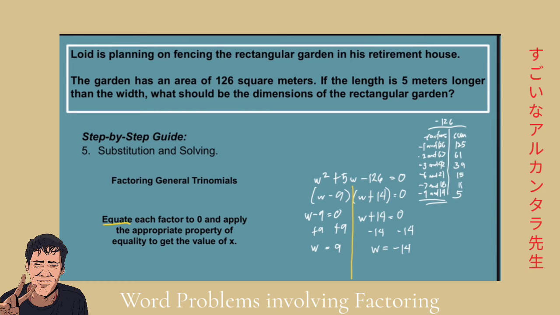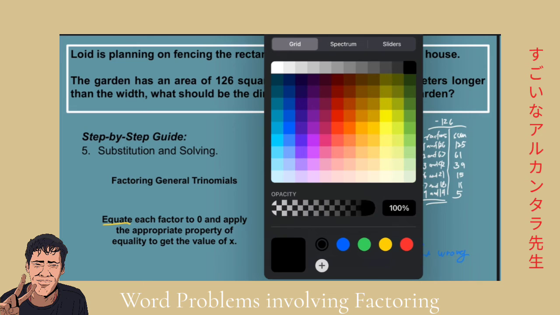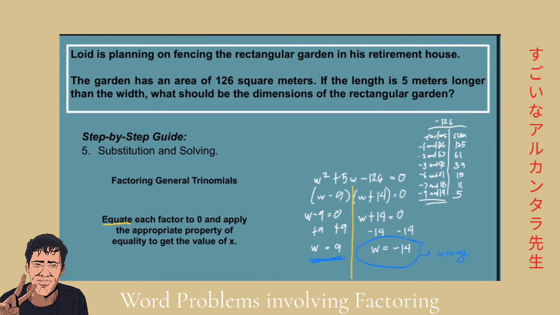Now, which of the two answers should we use? We're going to use W is equal to 9, because this one is negative. This is wrong. Why is this wrong? Because again, it's negative and we're talking about the width of a given garden. Is it possible to have a negative 14 meters for a width of a garden? No.